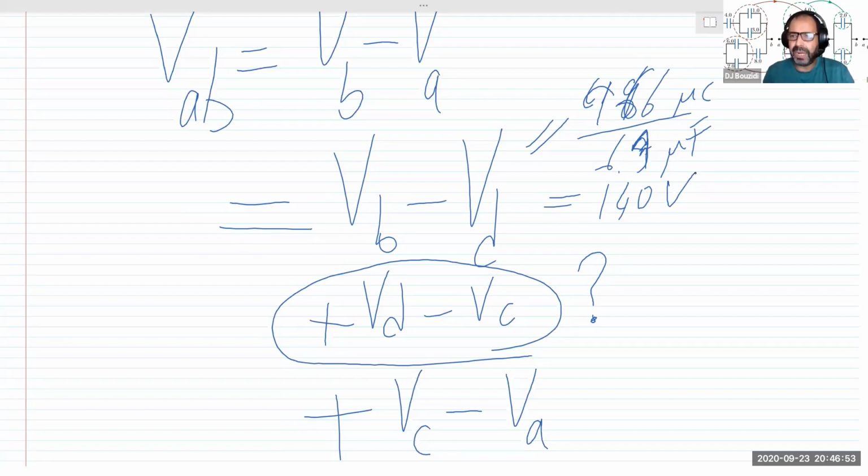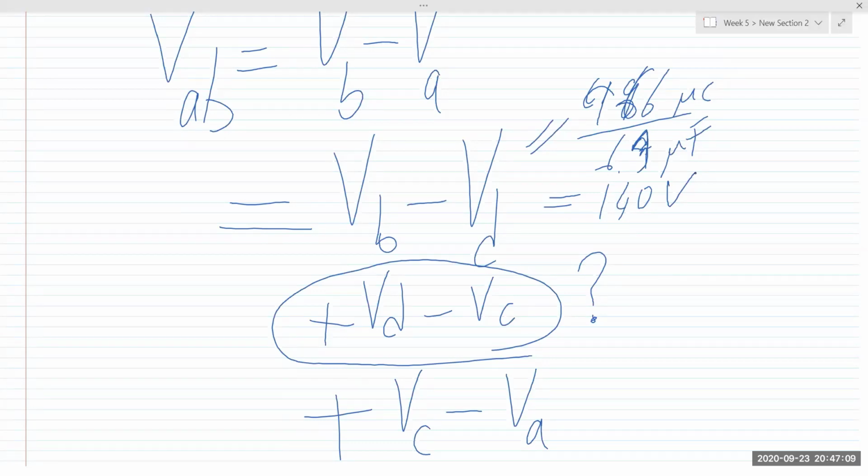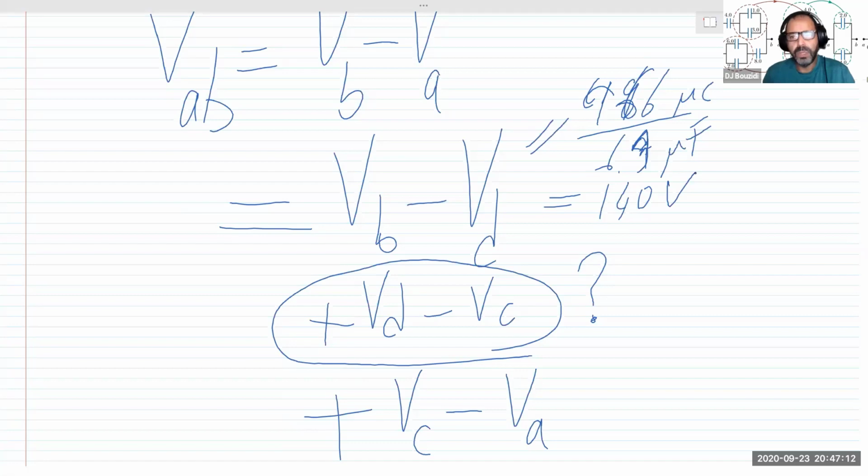Does this fit the bill at least? Is 140 volts wrong? It may not be correct, but is it wrong? In other words, is it more than 420 volts? No. So at least we know it's not wrong. It doesn't mean that we know it's correct. If it were more than 420 volts, which is the overall voltage, then we have a serious problem. We have somehow a source of energy that we didn't account for to begin with.